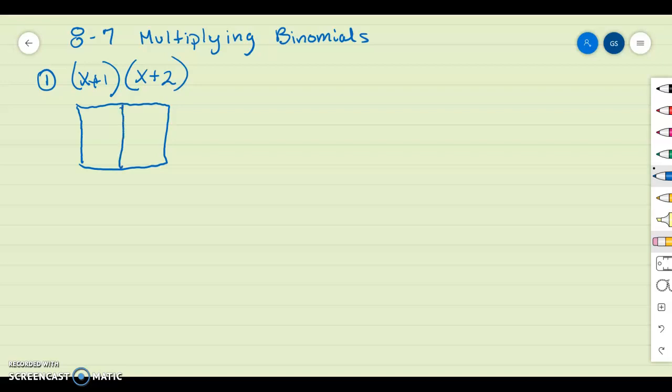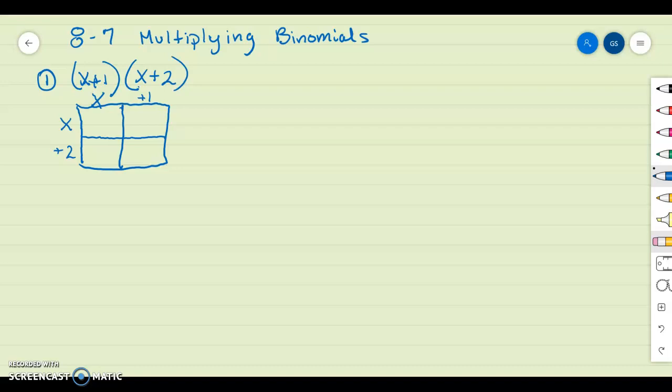So what we're going to do is make this little box here, and we're going to use what's called the box method. So x plus 1 is going to go in the top. So it's going to be the first term x, and then the second term positive 1. Now we're going to do the same exact thing for the second set of parentheses, x plus 2, except we're going to bring them down on the side. So this is going to be x, the first term, and this is going to be a positive 2.